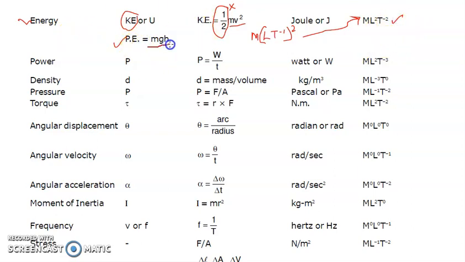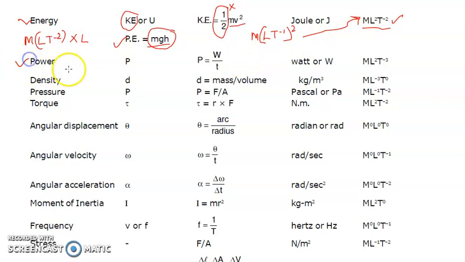Similarly, potential energy is mgh. M is mass, g is acceleration due to gravity, and h is height. Again, M is for mass, and acceleration has the dimensional formula LT minus 2. You can again check this from the previous video. LT minus 2 into h, which is length L, so again it will lead us to the formula ML2 T minus 2.